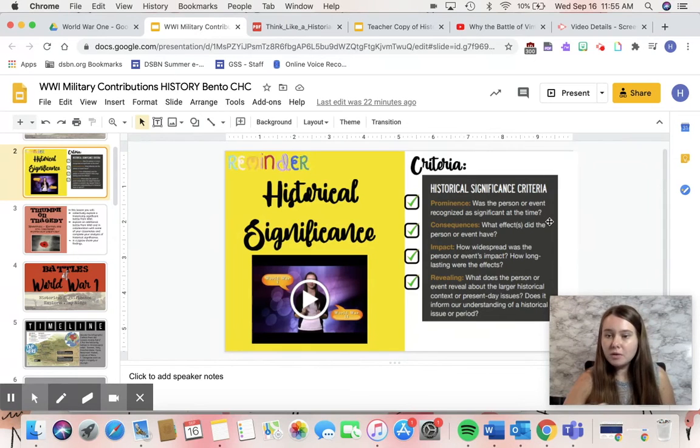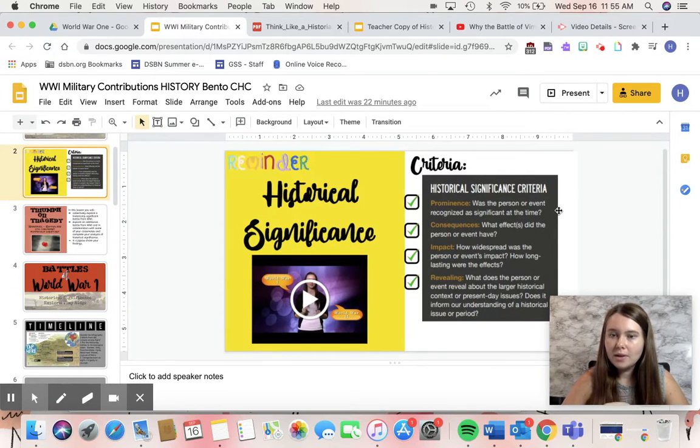So they use a little bit of different language in this infographic that we have, but it's still the same ideas. So prominence, was the person or event recognized as significant at the time? So in 1917 in particular, was Vimy seen as significant? Consequences, what effects did the person or event have? Impact, how widespread was the person or event's impact? How lasting were their impacts, long lasting? So we definitely had that in our criteria as well.